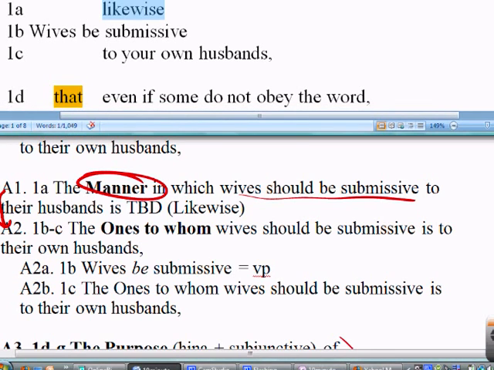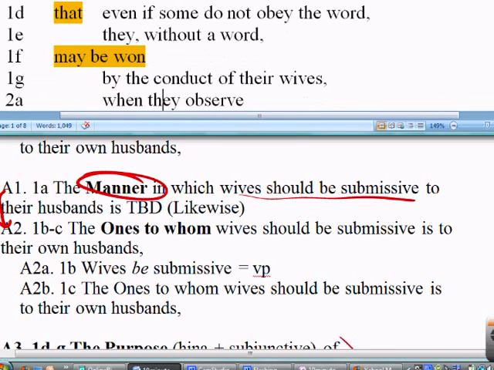Okay, we'll pick up down here, the last part of verse 1, that even if some do not obey the word, they without a word may be won by the conduct of their wives. May be won up here is a subjunctive verb. How do you know that?